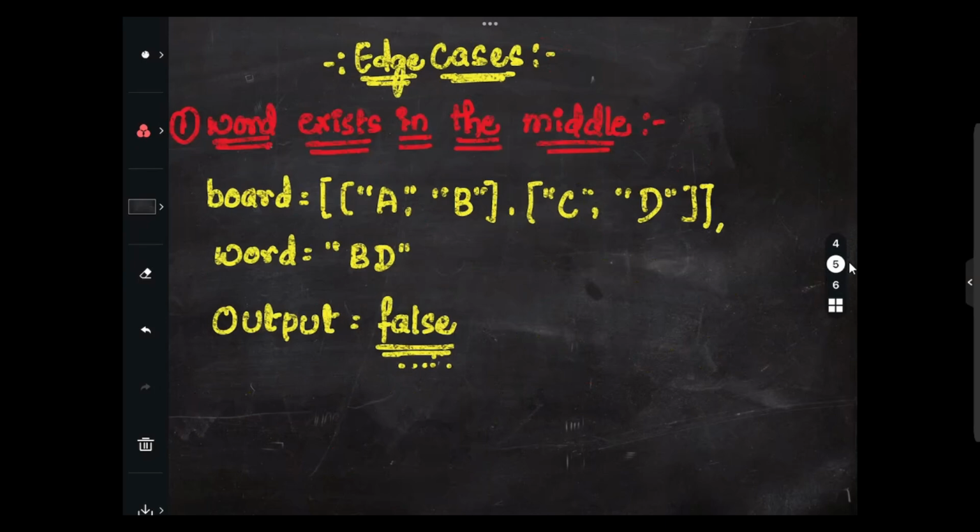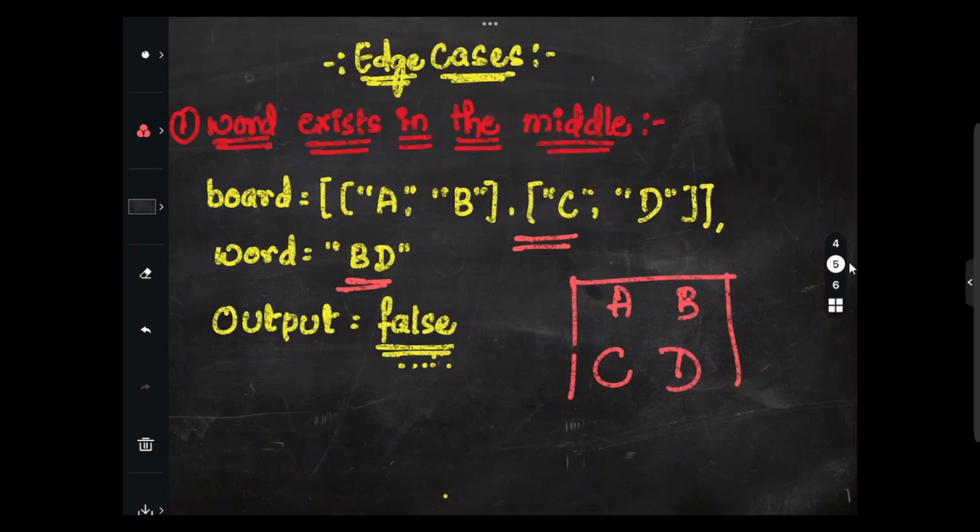So the first edge case is word exists in the middle. You can just draw the board and check here, right? I insist you draw the board and check so that you'll understand this clearly. So the word we have been given is only BD, right? I'll just draw this for this particular edge case. You can draw for the other edge cases and check.